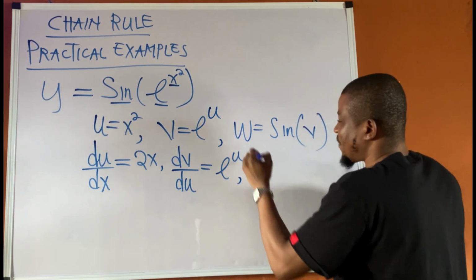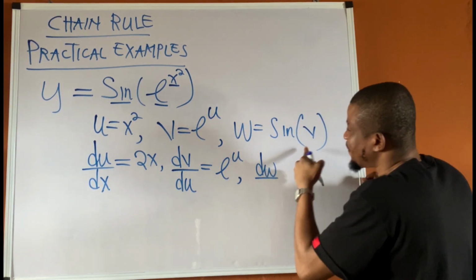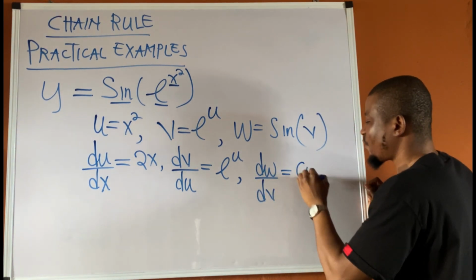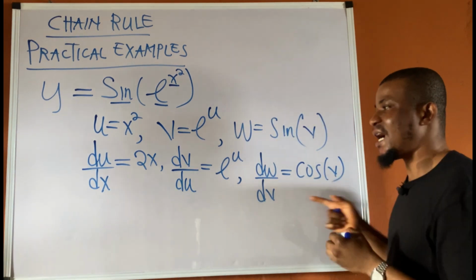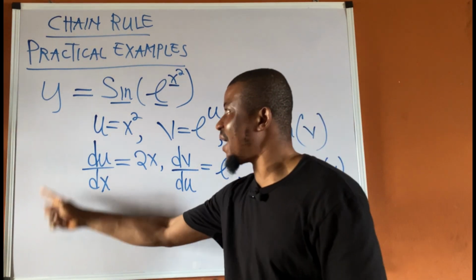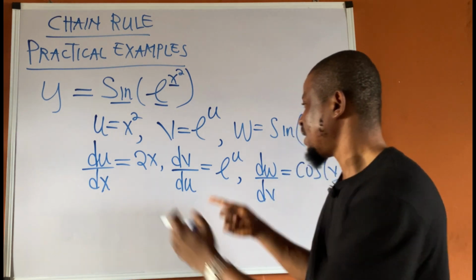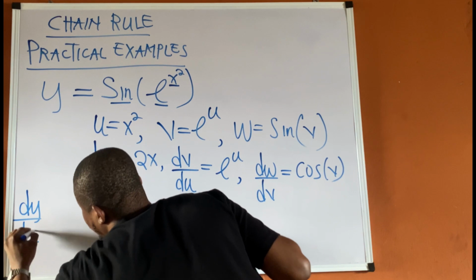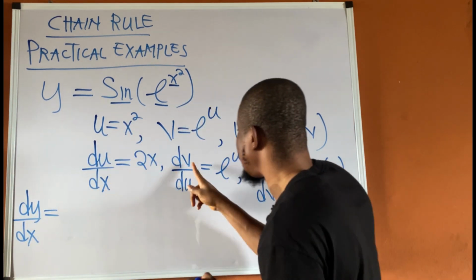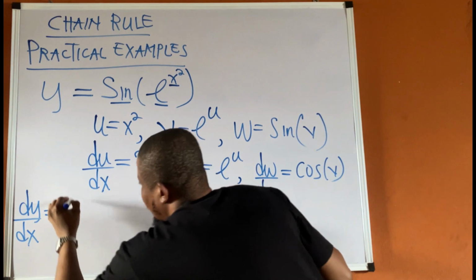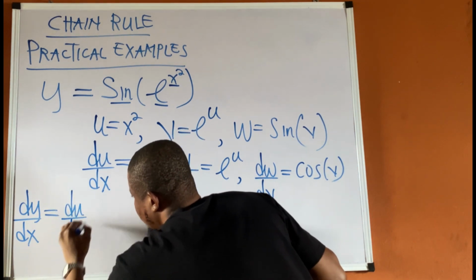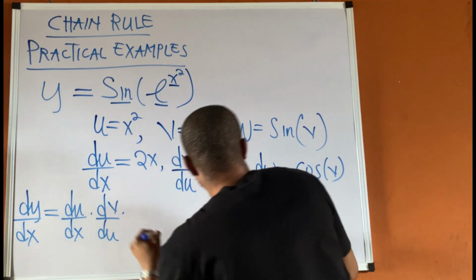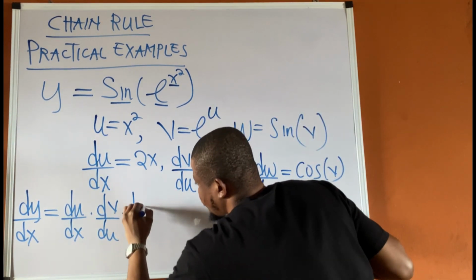Okay, and then I'll differentiate w with respect to v, right? If I differentiate this, I'll have cos v. I've differentiated. The next thing is to find my dy/dx by multiplying these derivatives I've made so far. So dy/dx will now be the product of these derivatives. I'll multiply them. That is du/dx times dv/du times dw/dv.